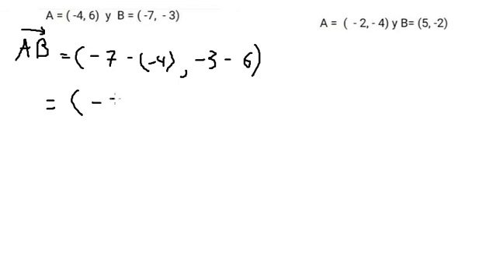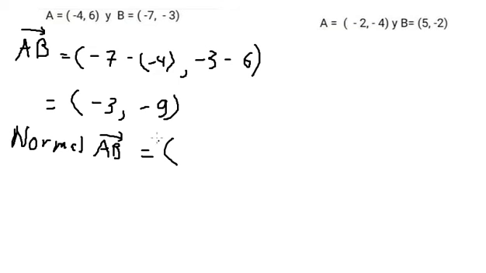This one we have negative 3. This one negative 9. So we want to find the normal vector of AB. So we switch negative 9, negative 3. I will put negative 9 in here, but I will change negative into the positive. This one is negative 3.